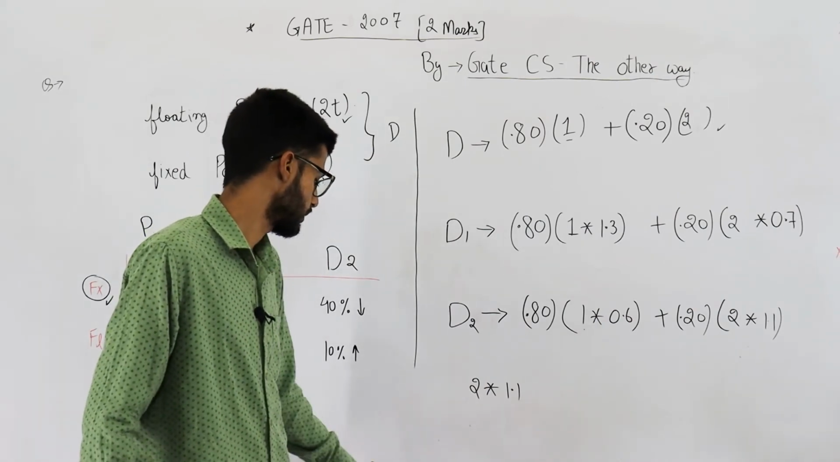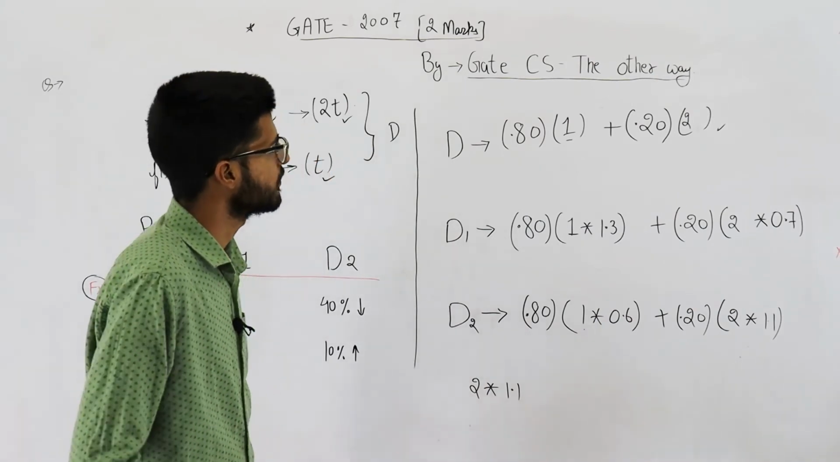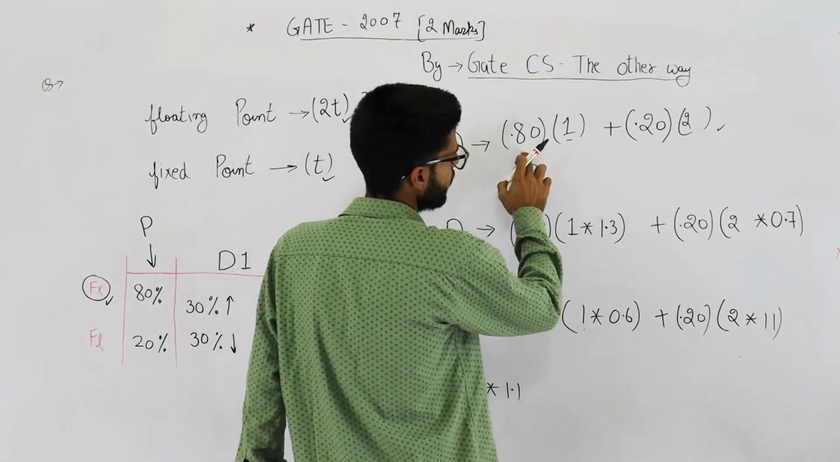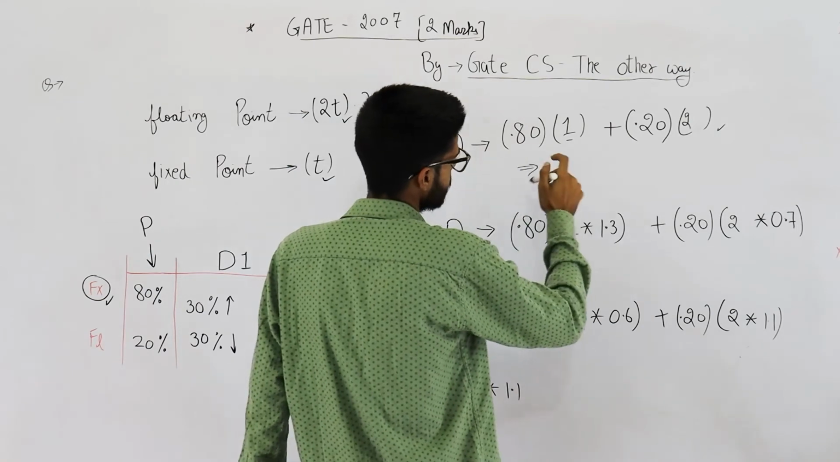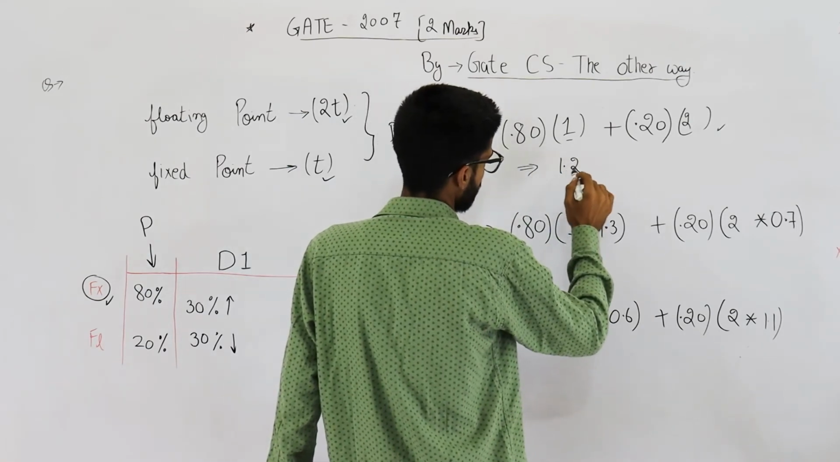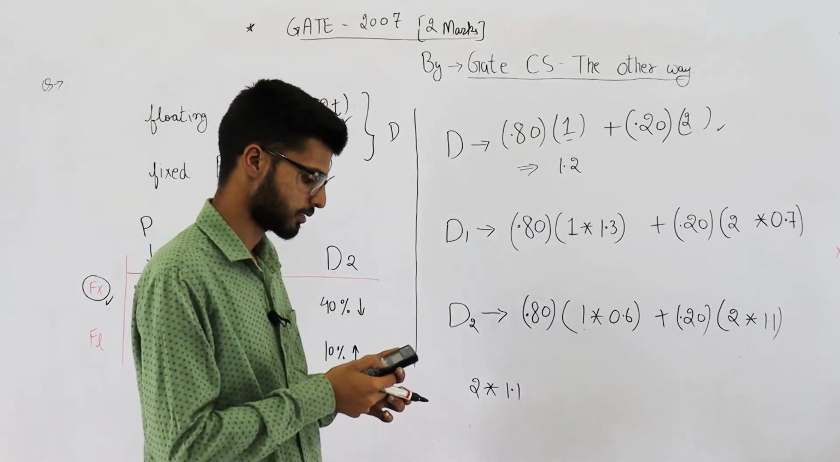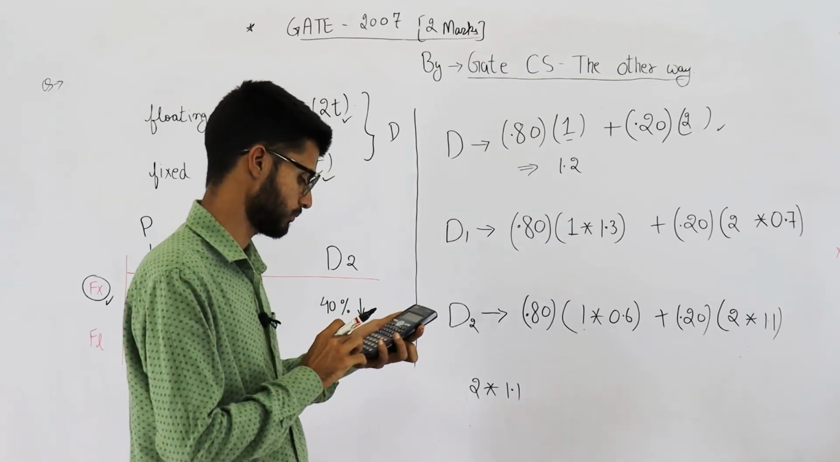I'm using a calculator. Anyways, this one is a simple calculation. It is 0.8 plus 0.4, 1.2. These ones, I'll just calculate them.